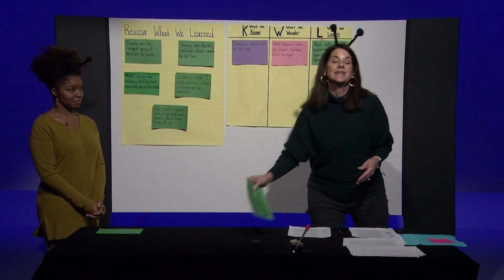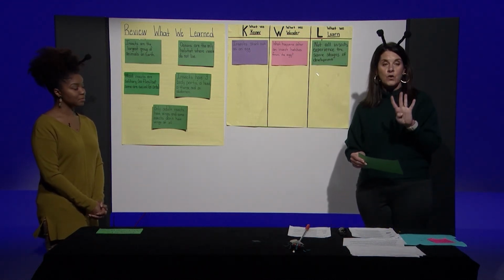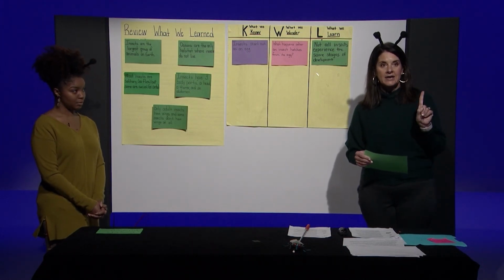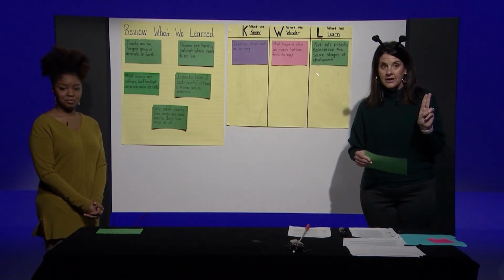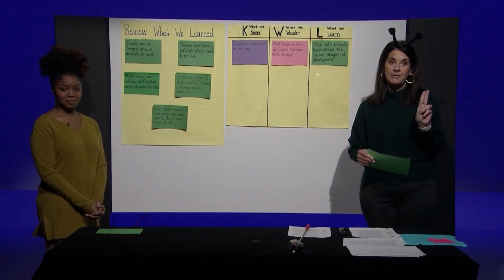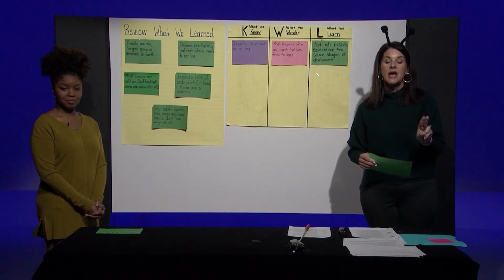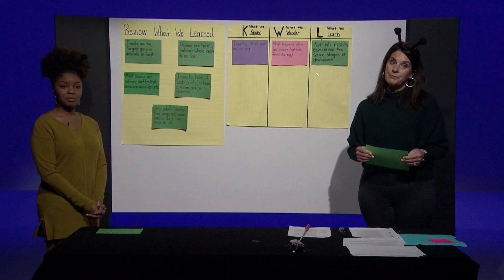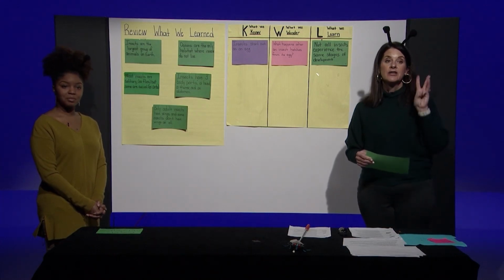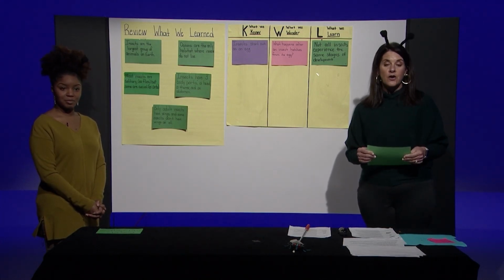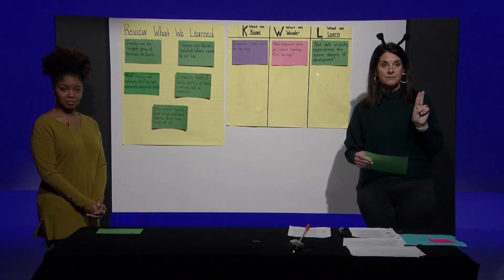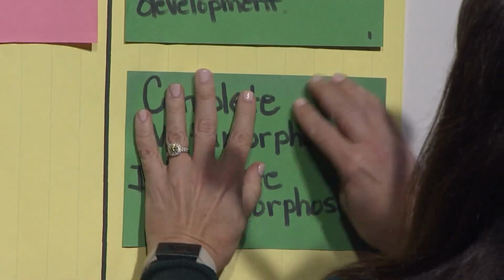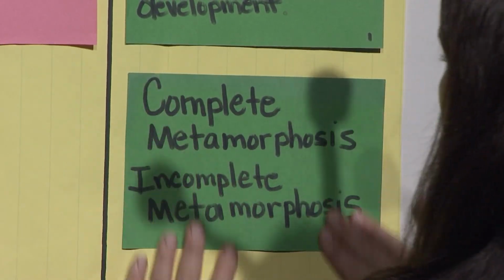Complete metamorphoses means that there are 4 stages. Those 4 stages are egg, larva, which we know have different names depending on the different types of insects, pupa, and adult. And we learned that incomplete metamorphosis has 3 stages. Those are egg, nymph, and adult. So under our L, we will add complete metamorphoses and incomplete metamorphoses.